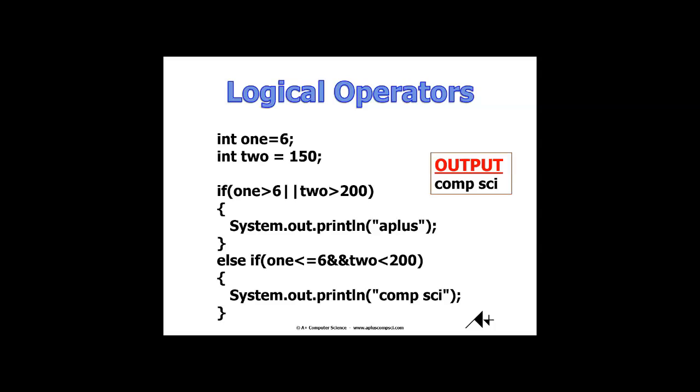And here I just changed my values around just a little bit. I've got 1 set to 6. 6 is not greater than 6, so that fails. So it checks the other side of the or. 2 is 150. 150 is not greater than 200. That fails. So now it goes to the else if, checks the and. 1, which is 6, is less than or equal to 6. And 2, which is 150, is less than 200. That you totally got it.